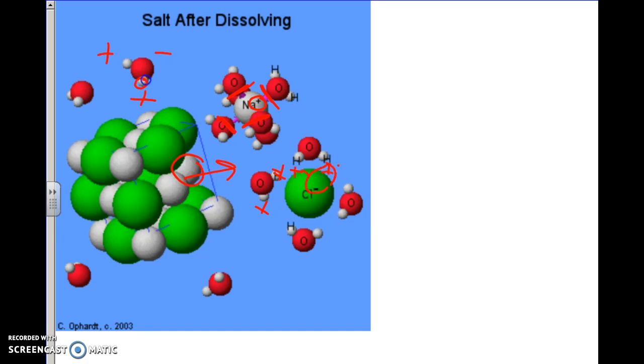All these positives on the hydrogens are attracted to this negative chloride. So there's an attraction there, an attraction there. And then they surround this chloride, and it effectively rips it out of the crystal. And that keeps happening until all the water molecules have been used up, or all of the ionic substance has been ripped apart.